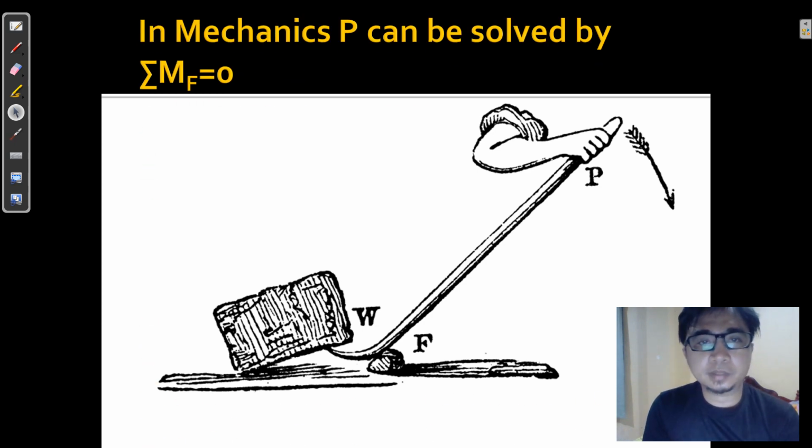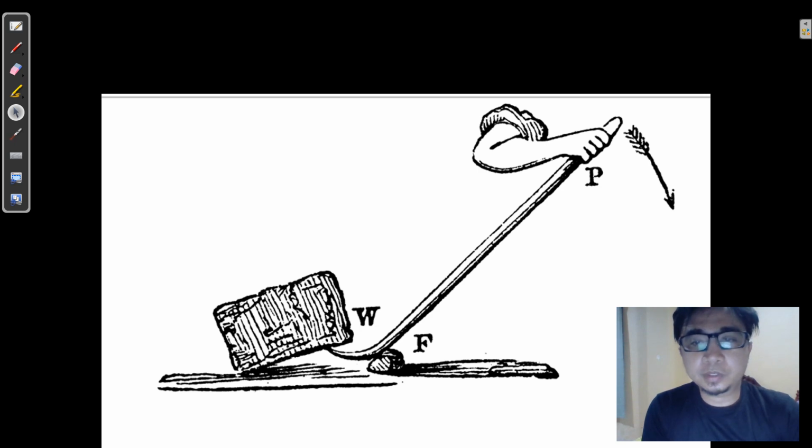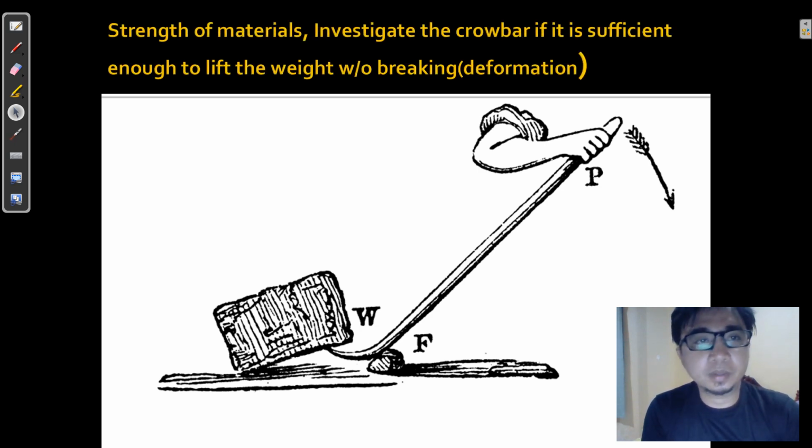In mechanics, our concern here is just the force. We can do that by just taking moments at F, wherein F here is the hinge part of the system. So when we apply P, the bar will begin to rotate, and then eventually it will lift W. So our concern there is the force only.